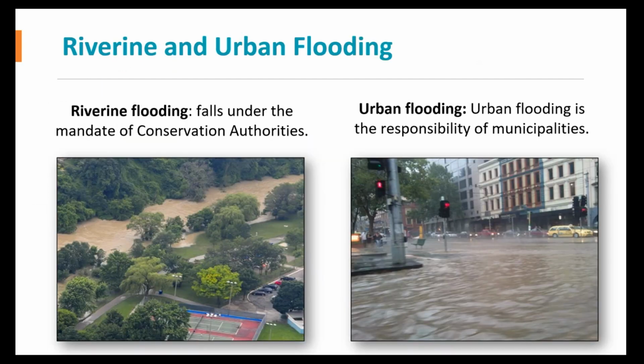So riverine and urban flooding. The reason to make this distinction between these two major types of flooding is simply that riverine flooding falls under the mandate of all 36 conservation authorities here in Ontario. Meanwhile, urban flooding is the responsibility of municipalities within publicly owned assets and public right of ways, such as roads and parkland areas that are owned by the municipality. Meanwhile, on private properties, it is the responsibility of that private landowner to make sure that urban flooding doesn't impact them negatively.